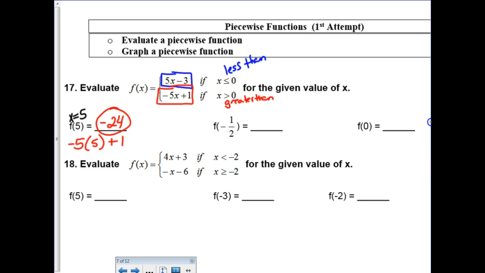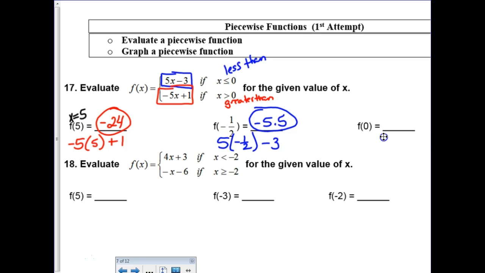So what if I wanted to evaluate that same piecewise function at negative 1/2? Well, negative 1/2 is less than 0, so I'm going to be using this top blue function. So 5 times negative 1/2, and then minus 3. Let's see, that's negative 2.5 minus 3, so how about negative 5.5? So you just have to make sure you're using the right function.